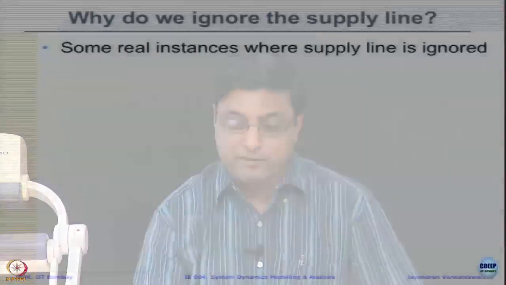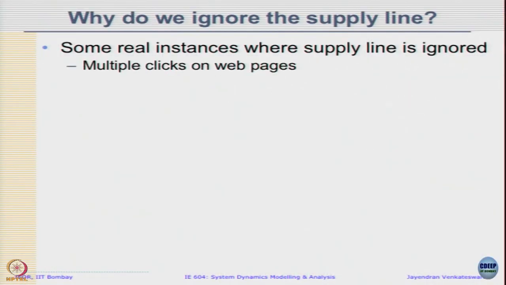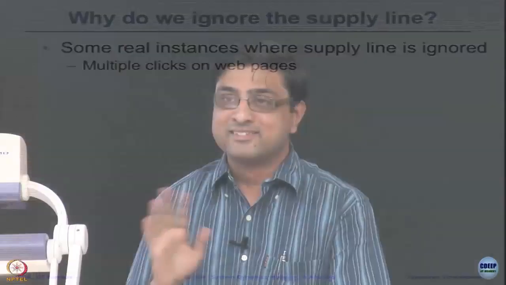But there are several real life scenarios where we tend to ignore the supply line. For example, multiple clicks on a web page: if it does not load, you keep refreshing many times. If you refresh it once, it will come, but you still refresh many times. That all goes to the supply line, and suddenly you will find the website refreshing 2-3 times. It is all getting piled up.